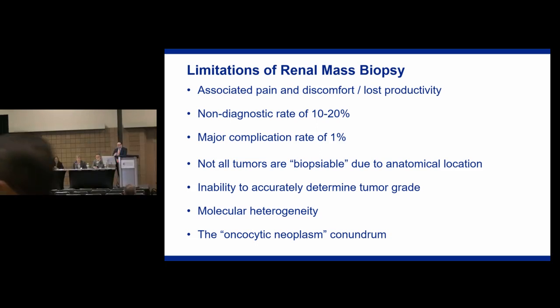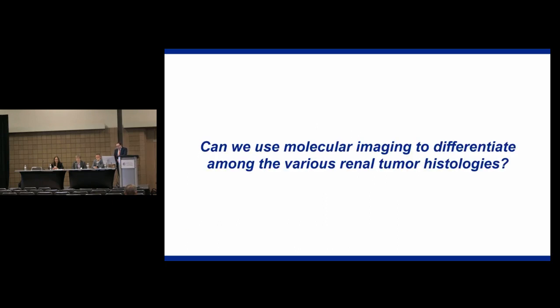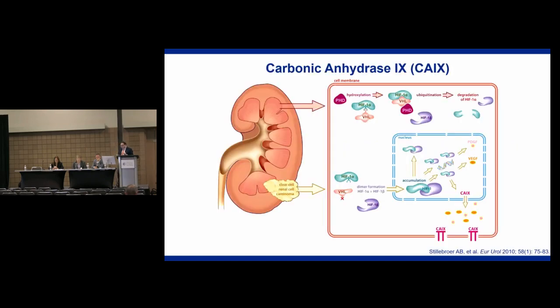And so while it's great in concept that we could characterize the underlying histology of renal tumors to guide management, in many patients this simply is not possible. So the question becomes, can we use something like molecular imaging to help us differentiate and characterize renal tumors so we can know the underlying histology to make management decisions? So what I'm going to show you over the next probably about 15 minutes is that, in fact, we can.